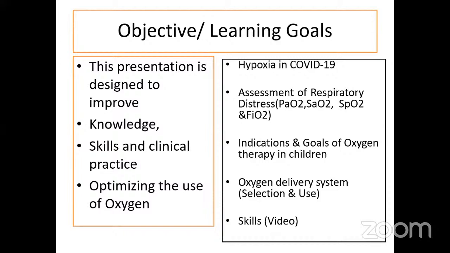So as per the slide, hypoxia in COVID-19 children and adults can be deceptive. A child can be hypoxic, an adult can be hypoxic, without having significant hypoxemia on the pulse ox. So we have to be cautious, and we have to look at the child's or the adult's respiratory work, even if the pulse oximeter is showing normal SpO2. We should assess the respiratory distress, PO2, SO2, SpO2, and FiO2.